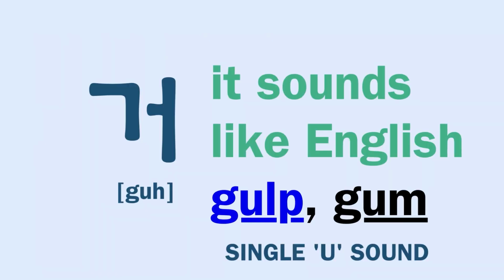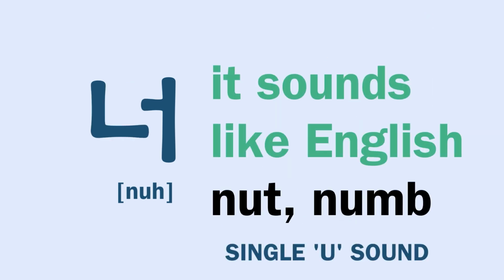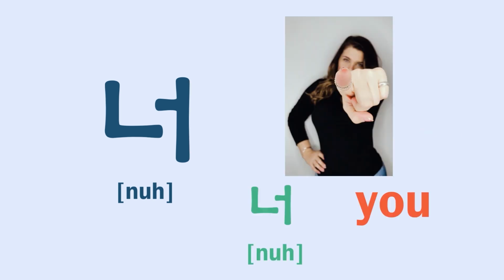거, single U sound, so it sounds like English word gum. 거지. 너. This is also a sound. It sounds like English not, numb. 너. In Korean, 너 means you.